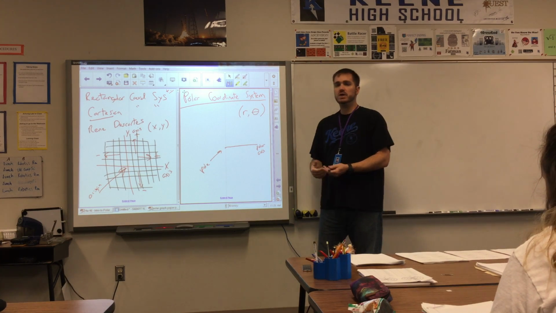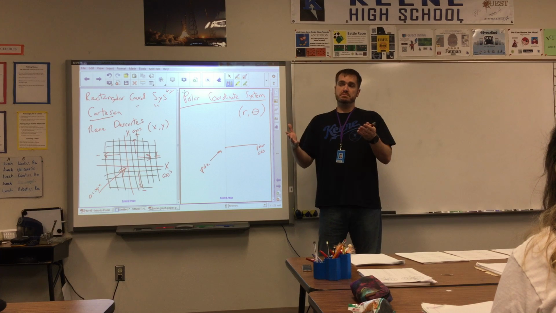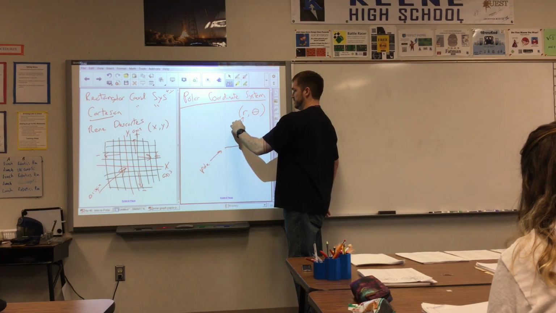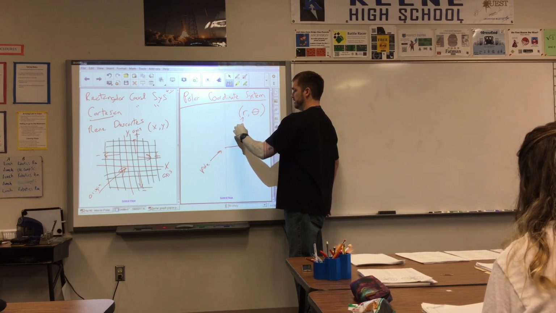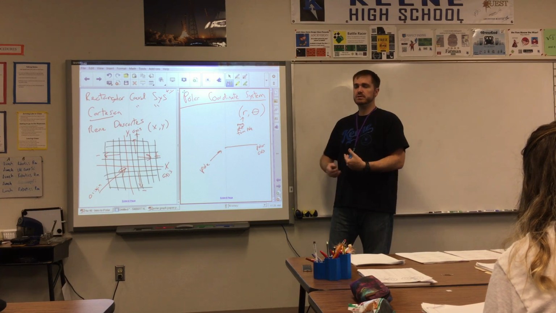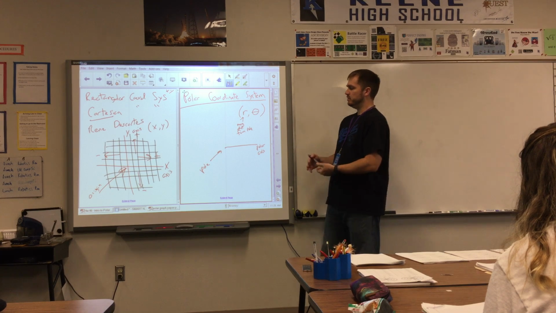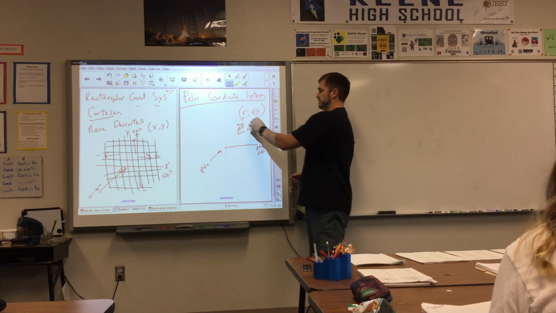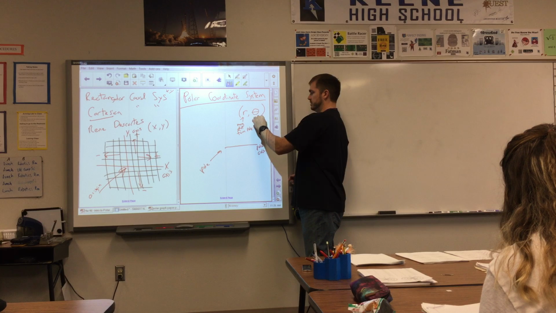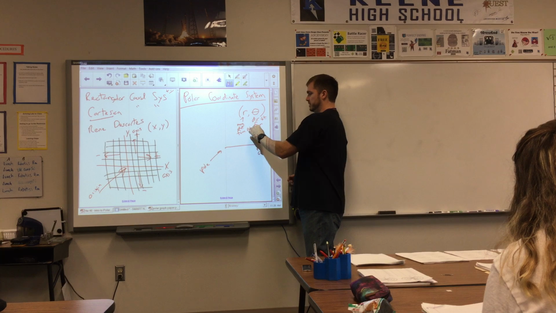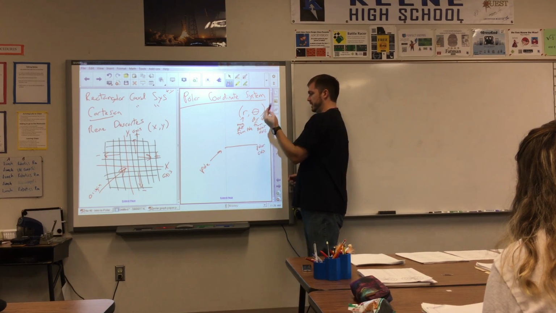In the polar coordinate system, the R tells you the magnitude of the distance that you are from the pole. And theta tells you the direction that you are as rotated from the polar axis. So we'll say the direction rot, which stands for rotated, from the polar axis.